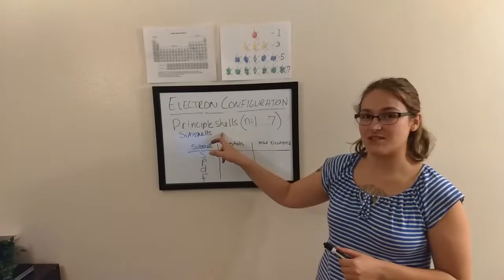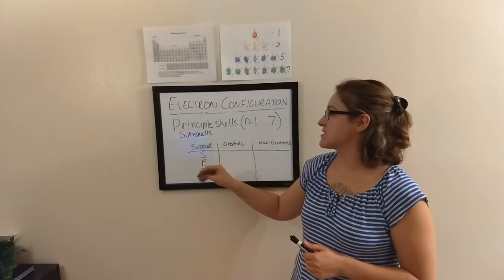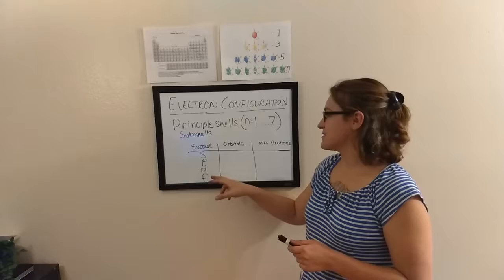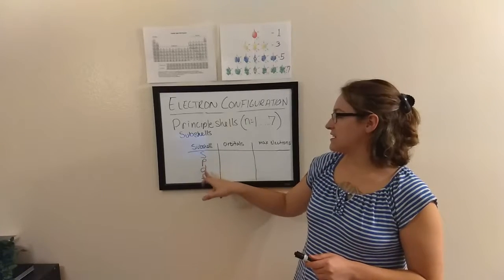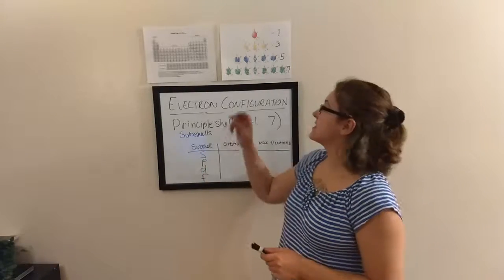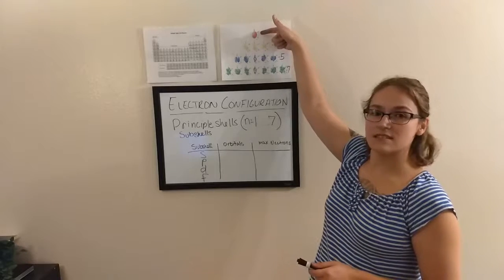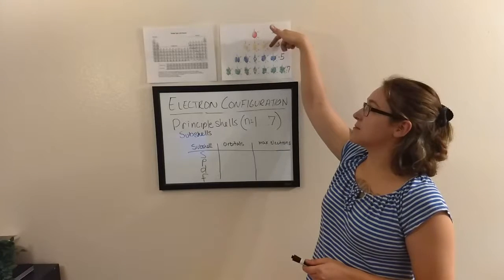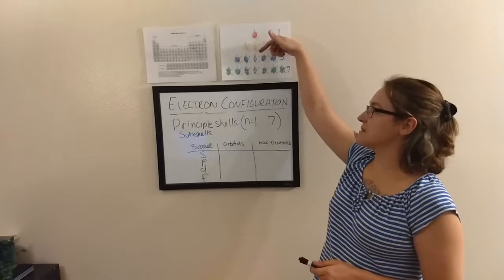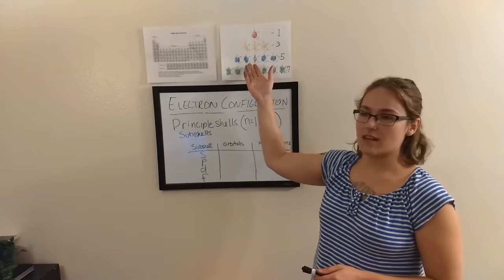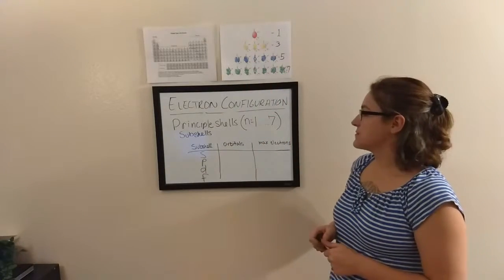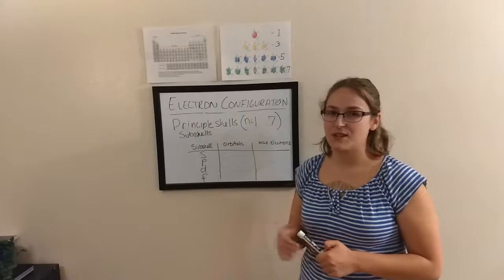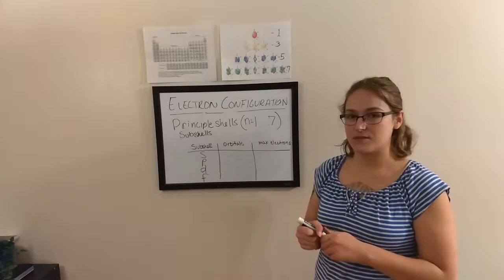Now, in principal shells, you have subshells. There are 4 different subshells: S, P, D, and F. And these look like this. S is a sphere, P look like dumbbells, D's look like double dumbbells, and F have a lot of different lobes.